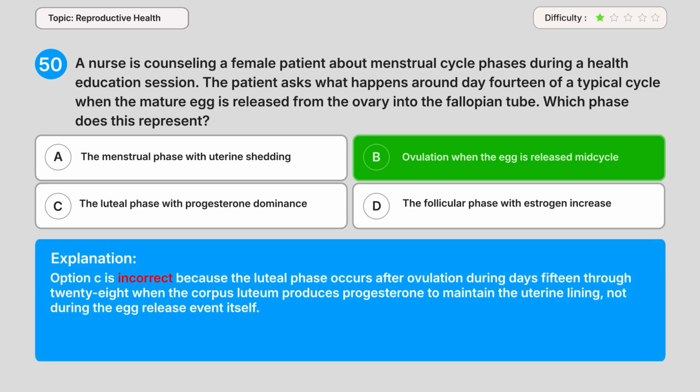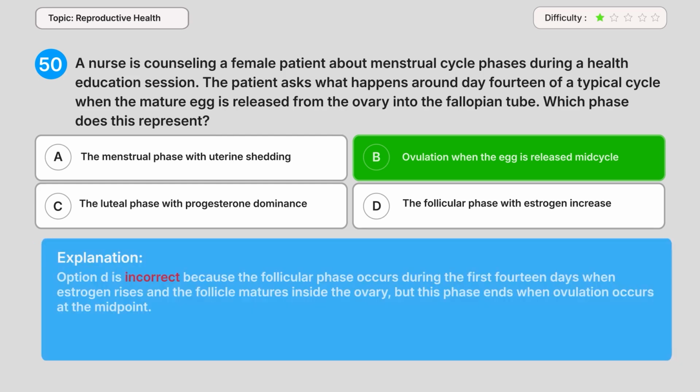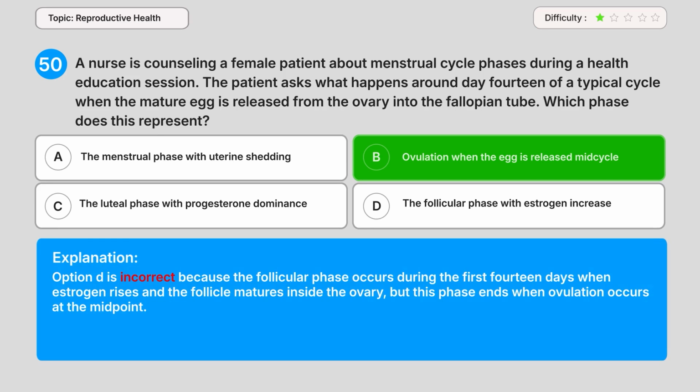Option C is incorrect because the luteal phase occurs after ovulation, during days 15 through 28, when the corpus luteum produces progesterone to maintain the uterine lining, not during the egg release event itself. Option D is incorrect because the follicular phase occurs during the first 14 days when estrogen rises and the follicle matures inside the ovary, but this phase ends when ovulation occurs at the midpoint. The patient asks what happens around day 14 of a typical menstrual cycle when the mature egg is released.